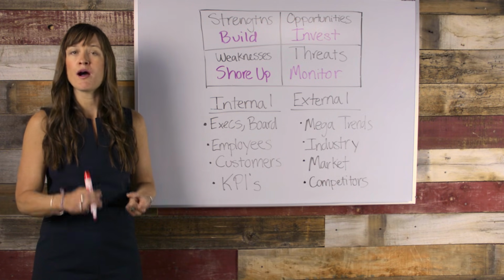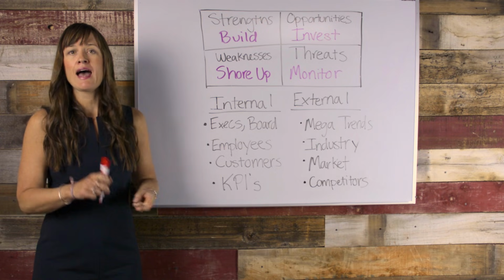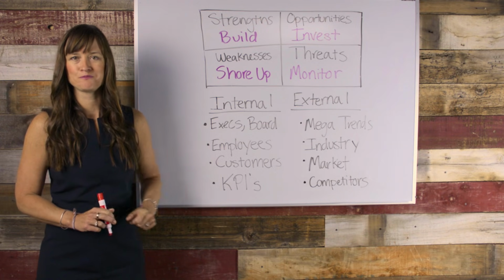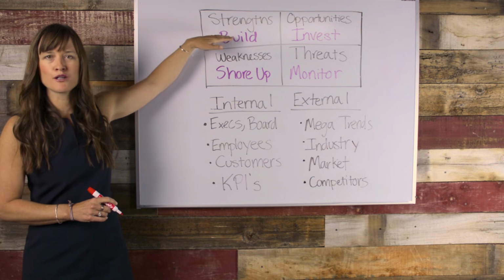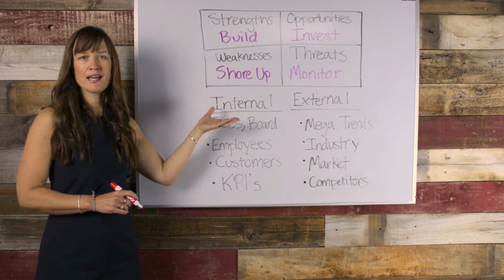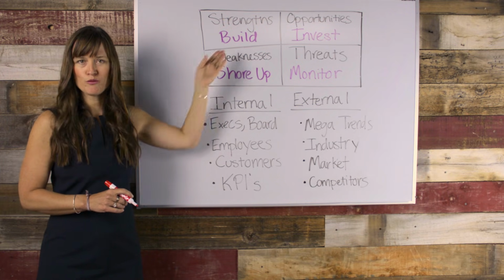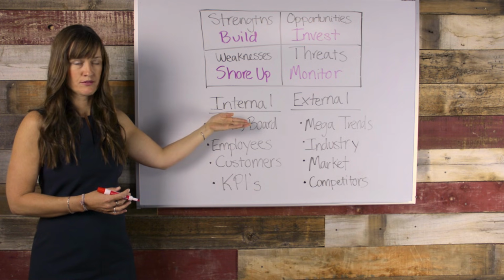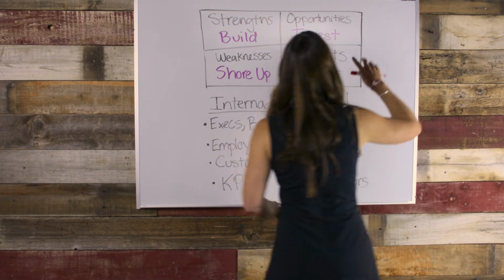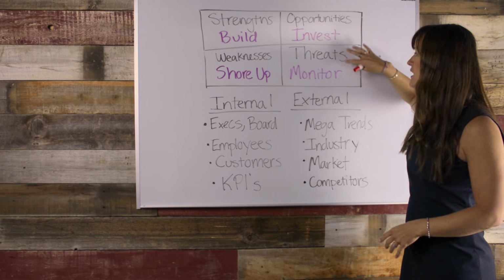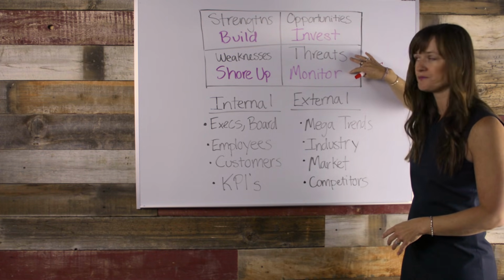So I'm going to talk to you about what it is in a little more detail, how to put it together, and then quickly how to put it to use. Let's jump in. Strengths. We build on our strengths. Weaknesses, we shore them up. The right-hand side of your 2x2 matrix, which is your SWOT, is your internal perspective. On the other side, we have our opportunities, which we invest or capitalize in, and our threats, which we monitor.